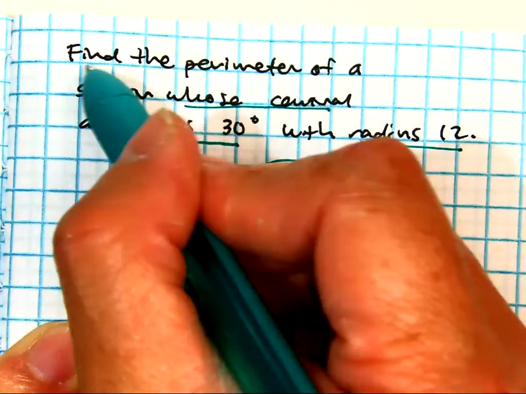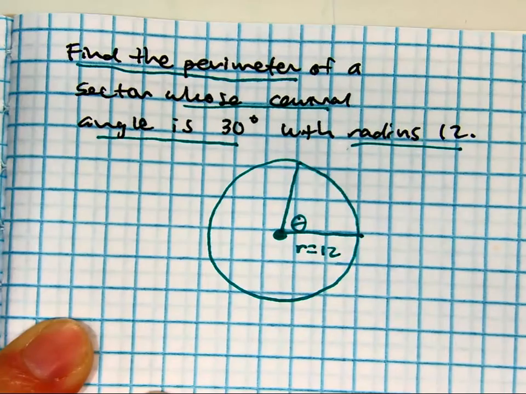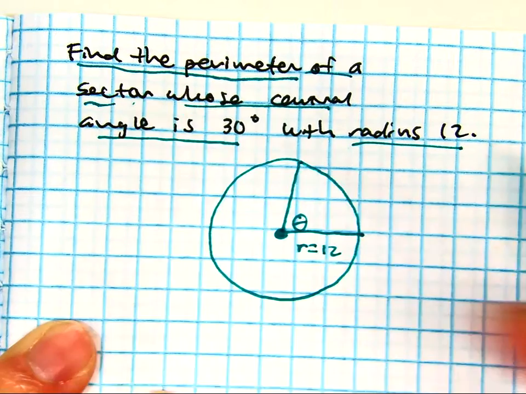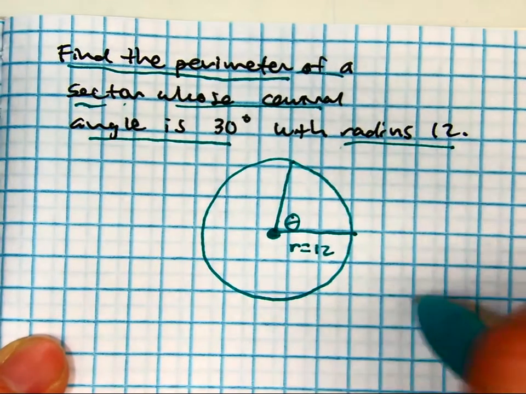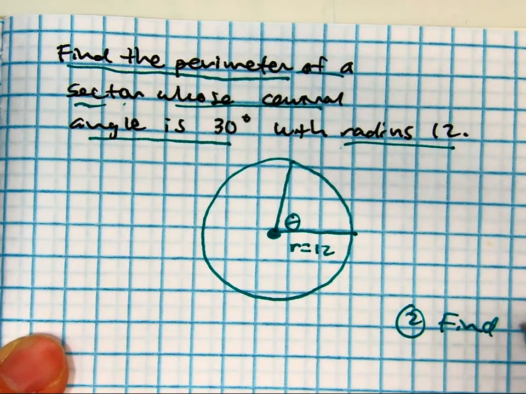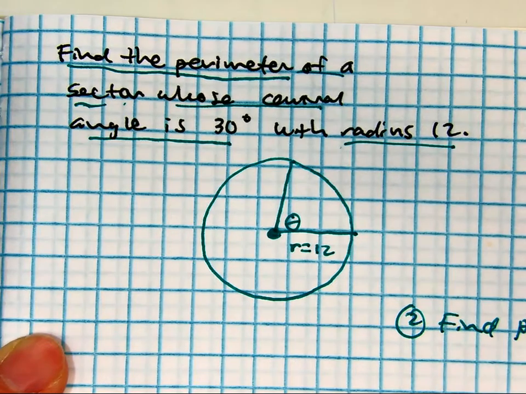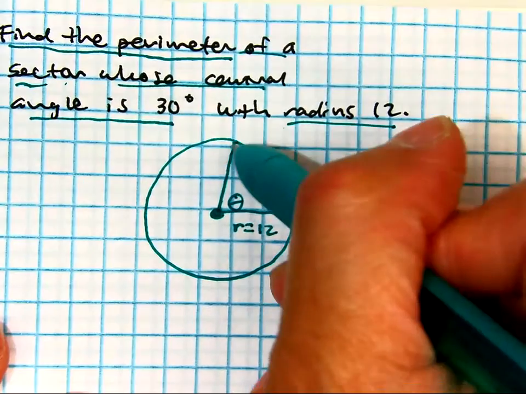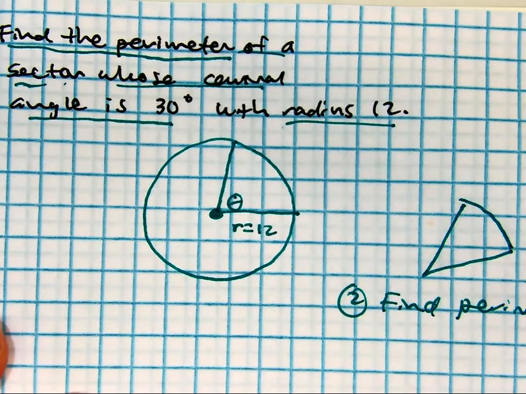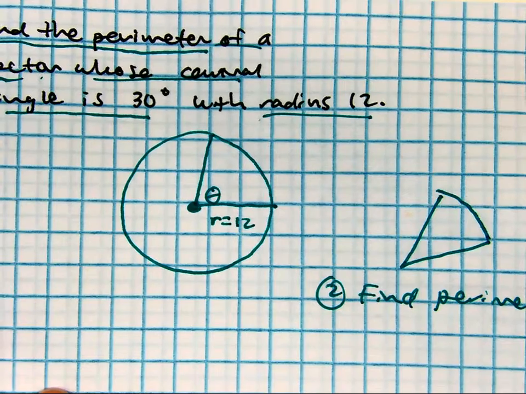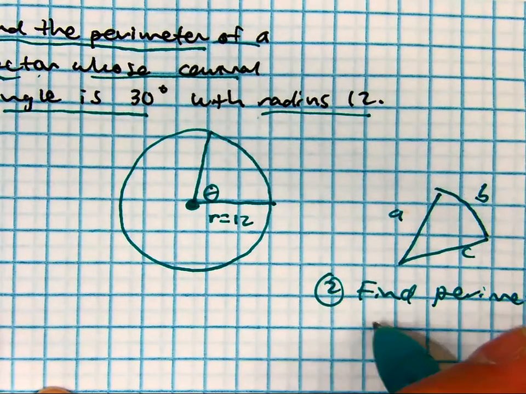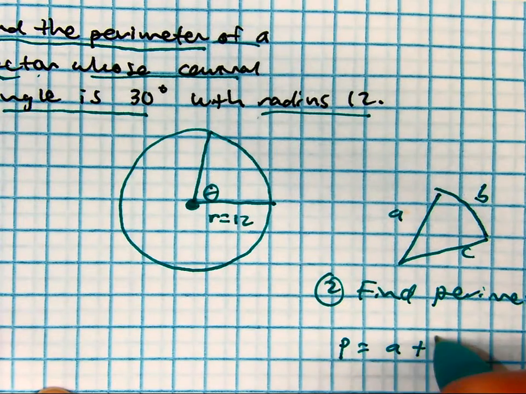In this problem, they say find the perimeter of the sector. Find the perimeter of the pizza. So I'm thinking to myself, well, the end result is find the perimeter of this one pizza slice. Now, it kind of looks like a triangle, and if you think what perimeter is, it's just the distance around. So if you had, let's just call it A, B, and C, then my perimeter is going to be equal to A plus B plus C.